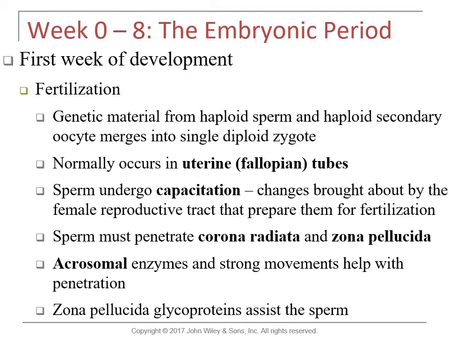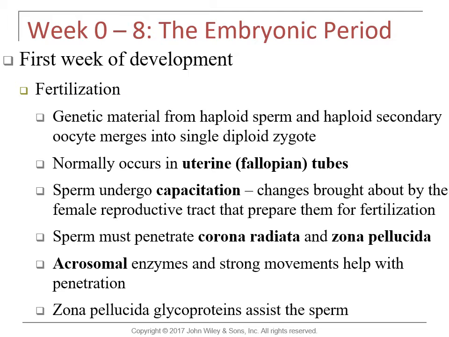Sperm that reach the vicinity of the oocyte within minutes after ejaculation are not capable of fertilizing it until about 7 hours later. During this time in the female reproductive tract, mostly in the uterine tube, sperm undergo capacitation. Capacitation is a series of functional changes that cause the sperm's tail to beat even more vigorously and prepare its plasma membrane to fuse with the oocyte's plasma membrane.